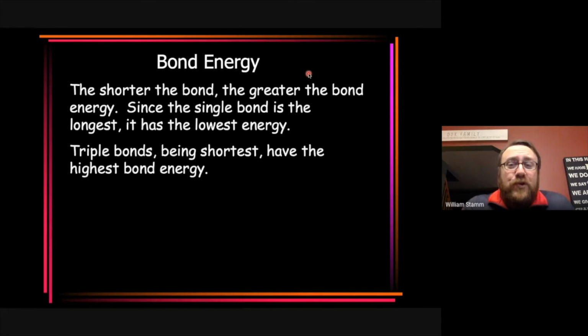Triple bonds are the shortest, so they have the highest bond energy. When they form, they release the most energy. They also would have the most bond dissociation energy. So obviously that means triple bonds are really hard to break. So they're really, really a strong bond.